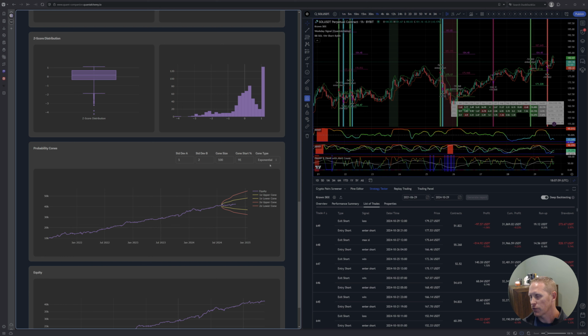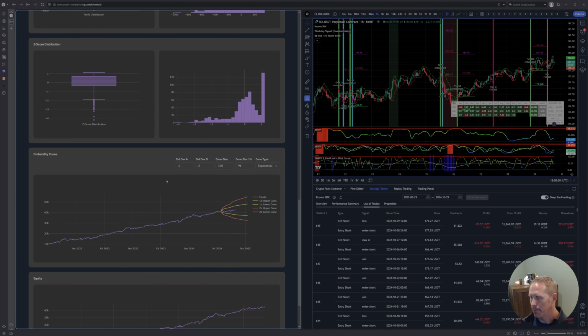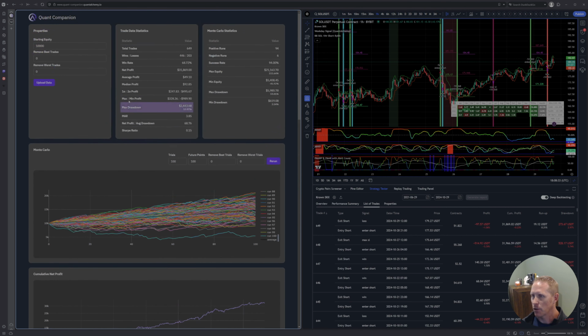There are also 2 models for calculating the probability cones. We have an exponential model, which is likely what you'll use most of the time, but there are cases, specifically with strategies, oftentimes in traditional finance, or with strategies that just have outlying winners or losers, you might want to switch over to the linear model, and I will do that shortly here on another example. So the equity curve, again, is something you basically are going to get out of TradingView, so I won't touch on that too much. Let's go back up here.